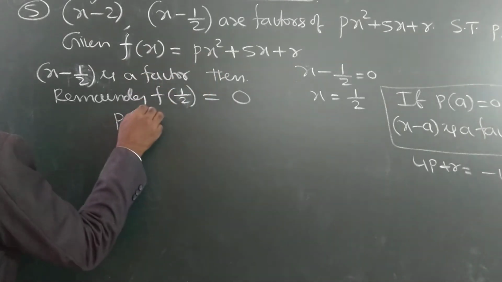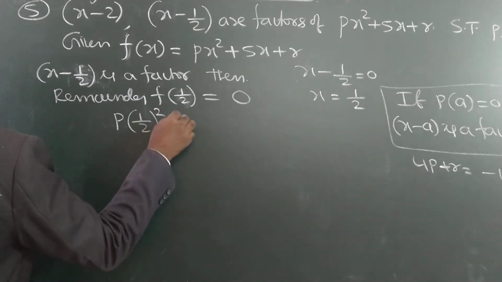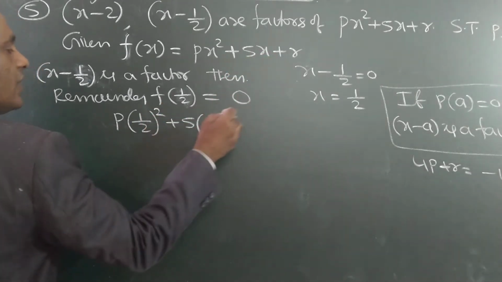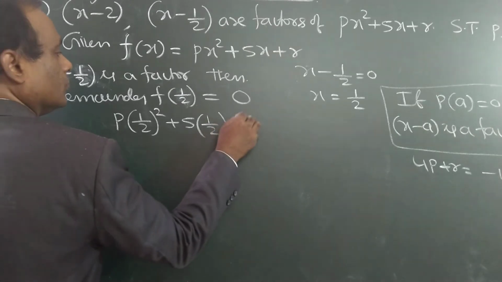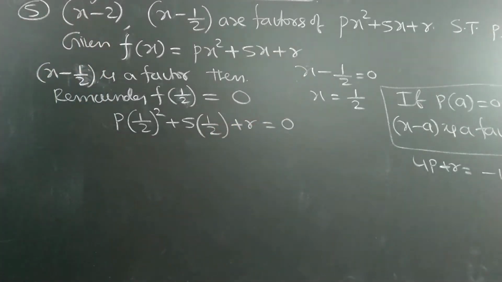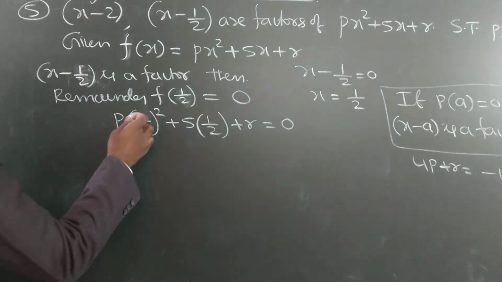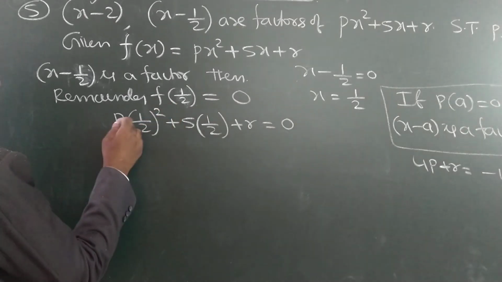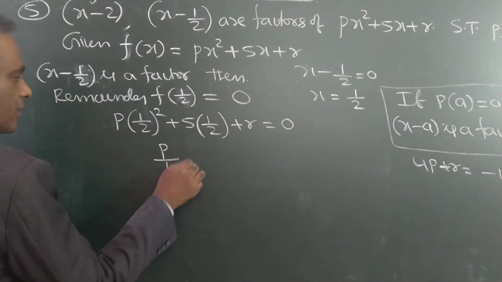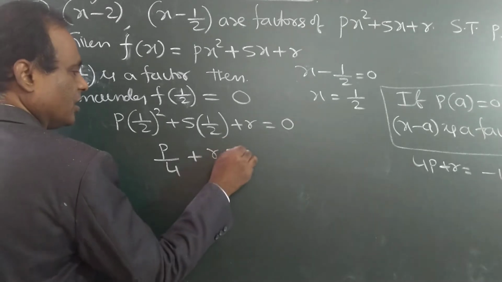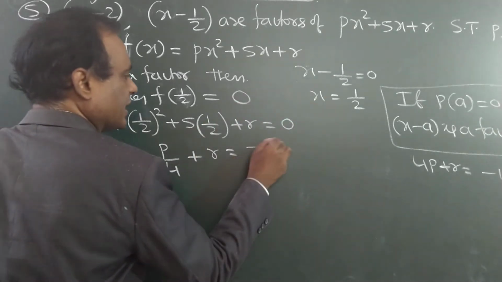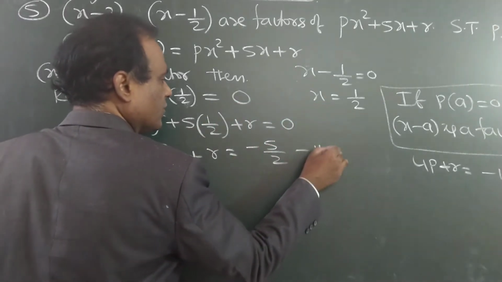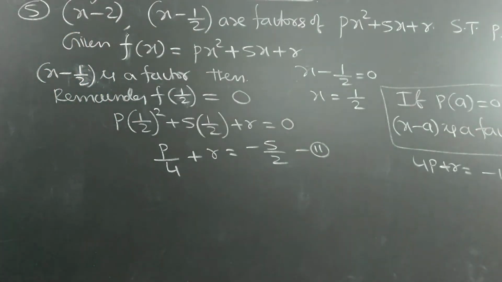Into x value, 5 into x value. One square is 1, 2 square is 4. So p by 4 plus r plus 5 by 2, I am taking it to the right side, minus 5 by 2. This is the second equation. See how I got the second equation.